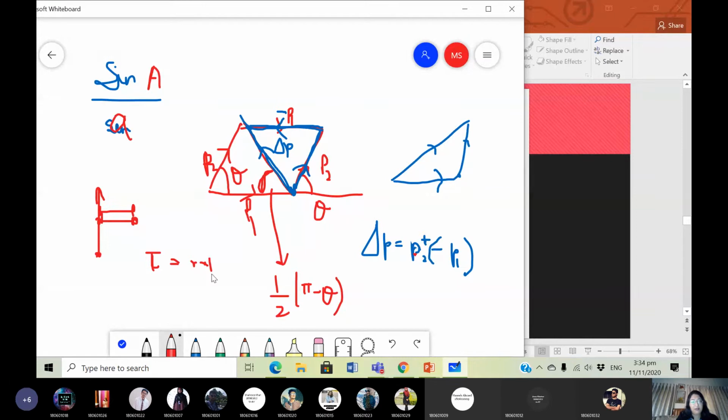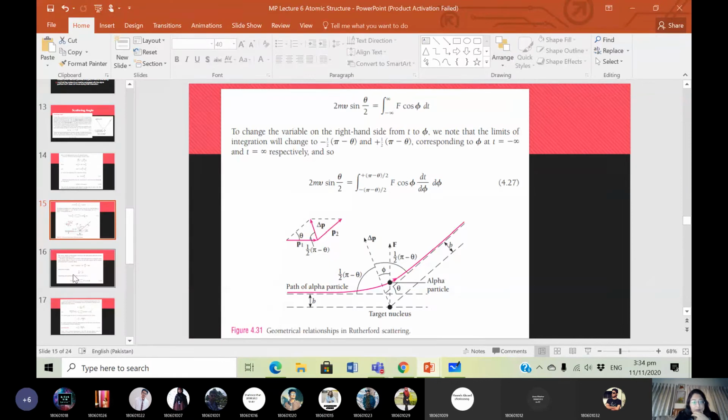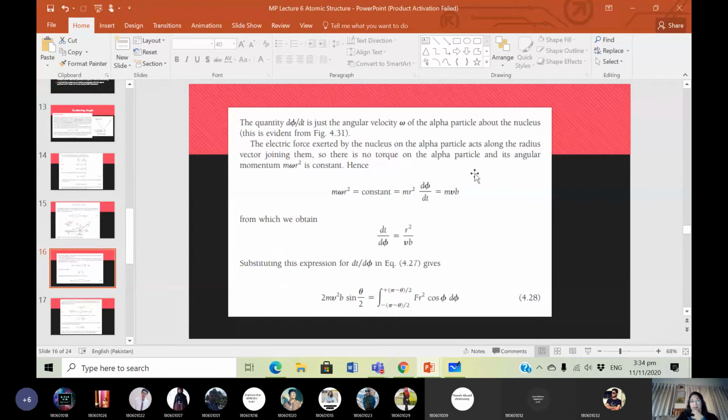In our situation, what is going on? The force is acting along the line between those two particles, yes? So we will have no torque, basically. So there's no torque on the alpha particle. Angular momentum is constant. Okay? Basically, torque and angular momentum. Torque is analogous to force in rotational motion, right? And angular momentum is analogous to momentum in rotational motion, right?